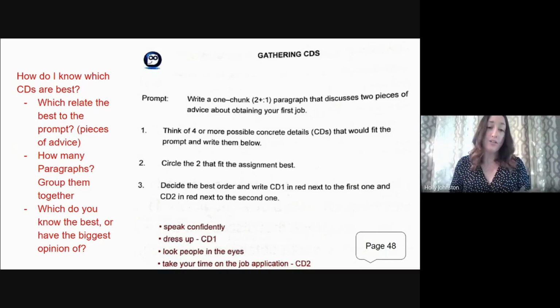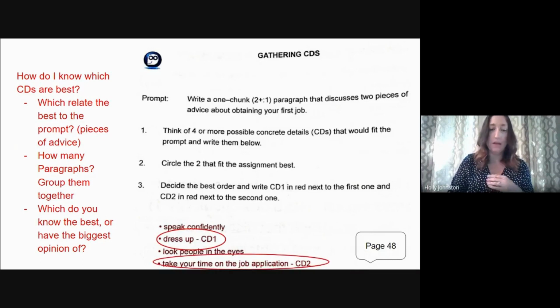So I chose dress up and take your time on the job application. And I'm going to circle those right there. I chose dress up because I know how important it is to make that first impression. And I also love clothes and love to look good and look nice. And so I know that I could talk to that particular CD.